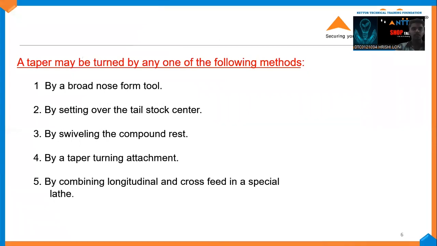A taper may be turned by any one of the following methods. First one, by a broad nose form tool. Second one, by setting over the tailstock center. Third one, by swiveling the compound rest. Fourth one, by a taper turning attachment. Fifth one is by combining longitudinal and cross feed in a special lathe.